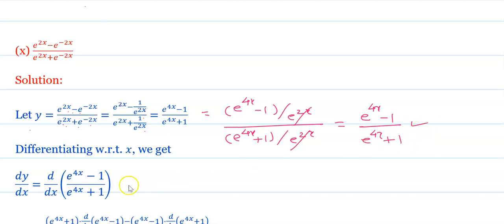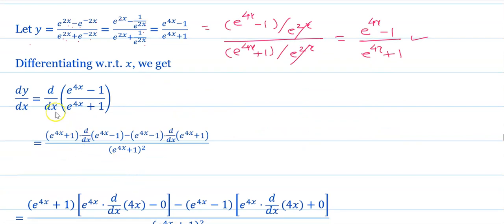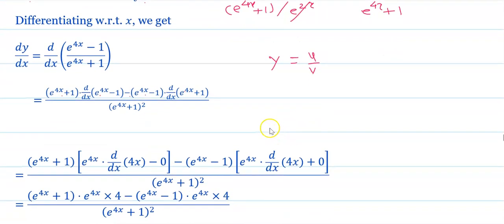Now here we will apply the quotient rule. d/dx of e raised to 4x minus 1 upon e raised to 4x plus 1. What is the quotient rule? v into derivative of u minus u into derivative of v upon v square. Suppose that if you have y is equals to u upon v. Therefore, e raised to 4x plus 1, d/dx of e raised to 4x minus 1.